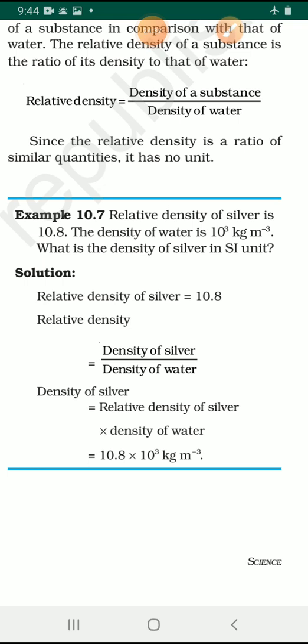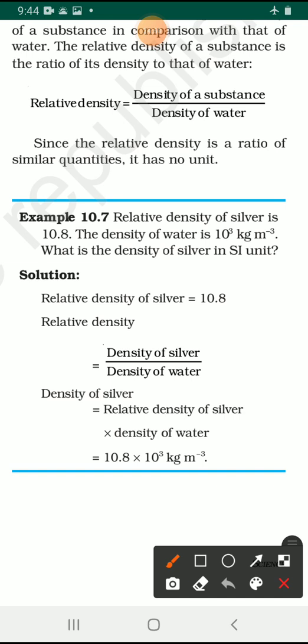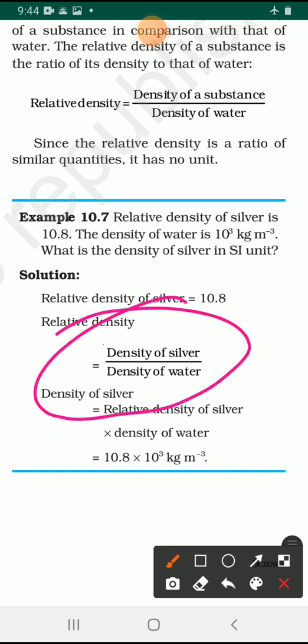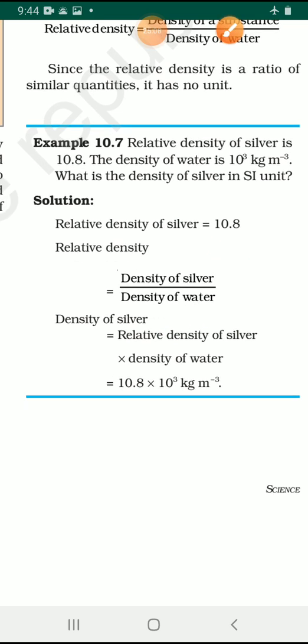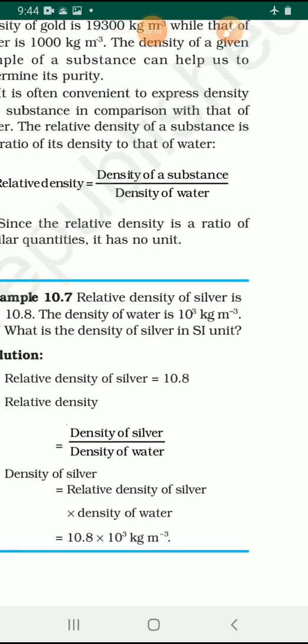So the density of silver is nothing but the relative density of silver into the density of water, if we cross multiply it. I hope you understand that. So the formula is density of silver divided by density of water. So we need the density of silver, right? Cross multiplied, it is the relative density of silver into the density of water. So in that case, it is 10.8 into 10 raised to 3 kg per meter cube, right?